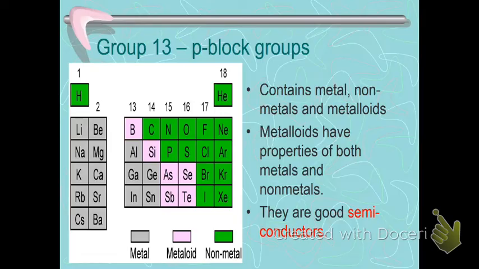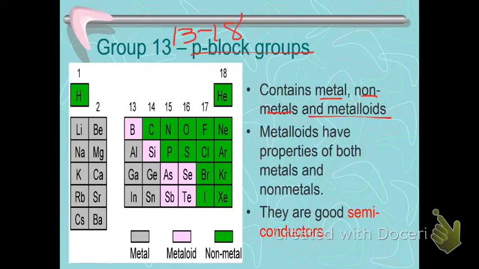Group 13 is our p block elements. That starts our p block. Groups 13 through 18 are our p block elements. We've already talked about that. Oh, that got left off. That should say group 13 through 18, shouldn't it? Sorry about that, guys and gals. It's 13 through 18, but that's already on your notes. They are our p block groups, and they contain metals, non-metals, and metalloids.